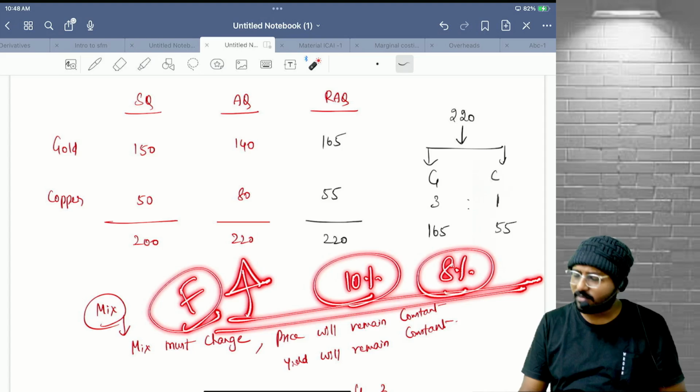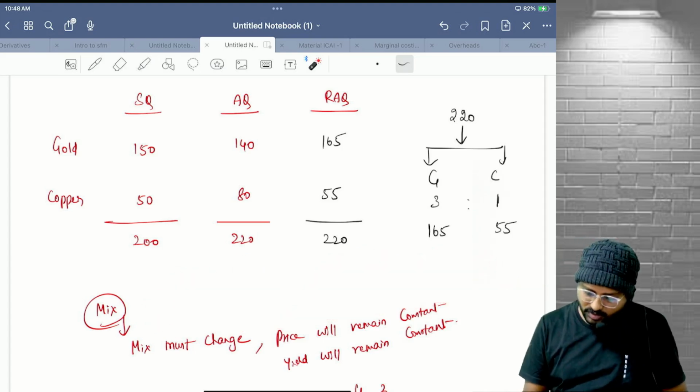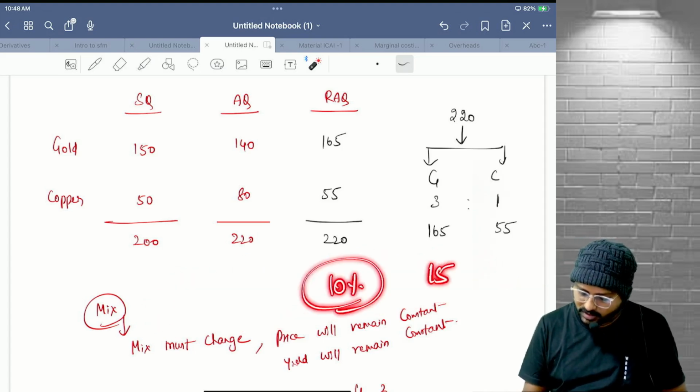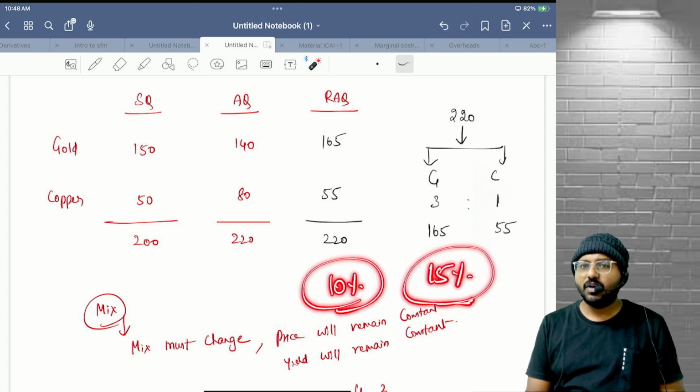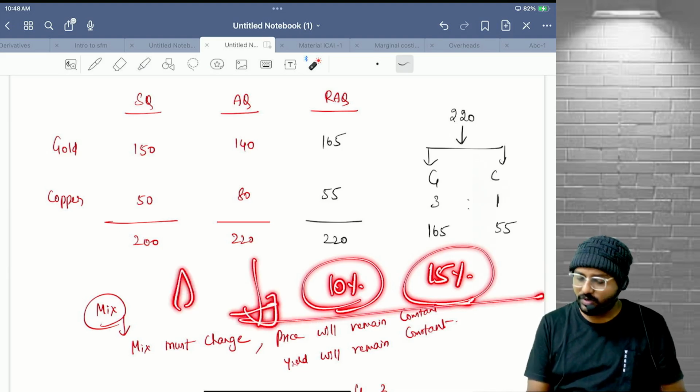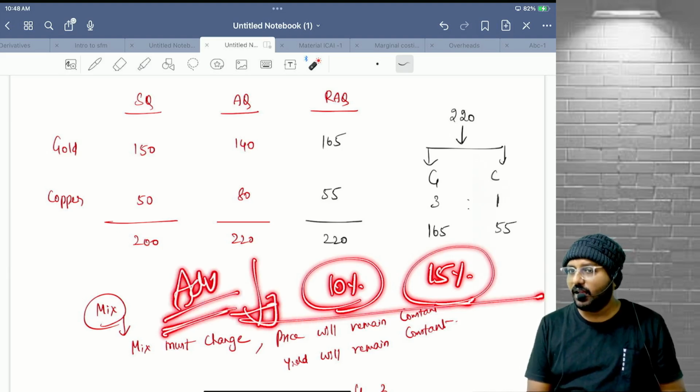So therefore, you will get something called yield variance. Suppose your normal loss was 10%, your actual loss is 15%. Now in this case, what has happened? Your yield has got reduced, so it will be an adverse variance, correct? In this case, what might be the reasons?